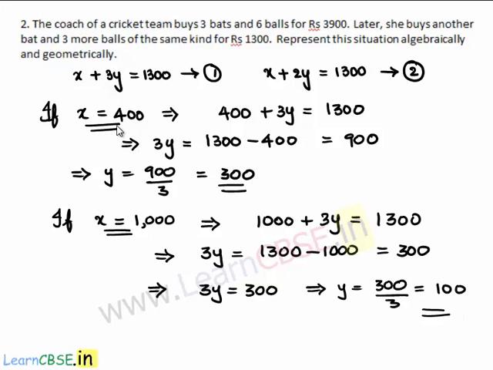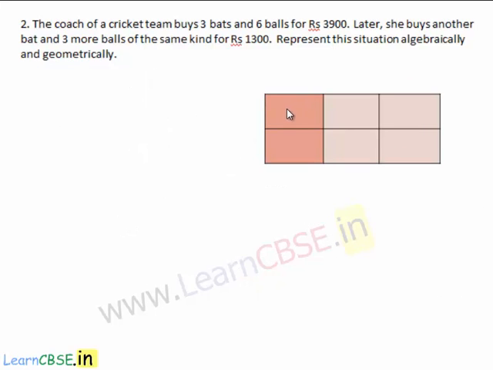So let us tabulate these values in order to find out the graphical representation. So let us write down x here and y here. So if x is equal to 400, we got the value of y as 300, and if x is equal to 1000, we got the value of y as 100.